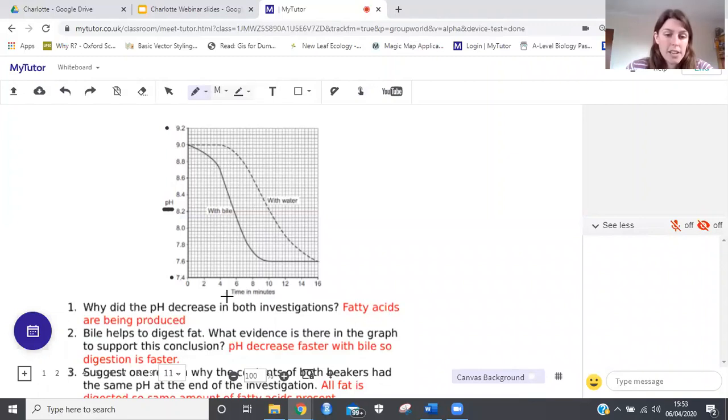And on the x-axis, we have time in minutes. Runs from 0 to 16 minutes, about a quarter of an hour's worth of timing here. Our graph has two lines. We've got a solid line, indicates the pH change over time with bile. And then we've got a dotted line that indicates the pH change over time with water.